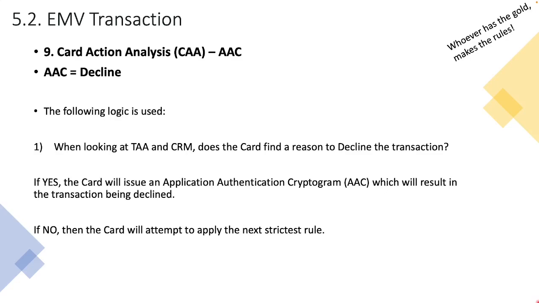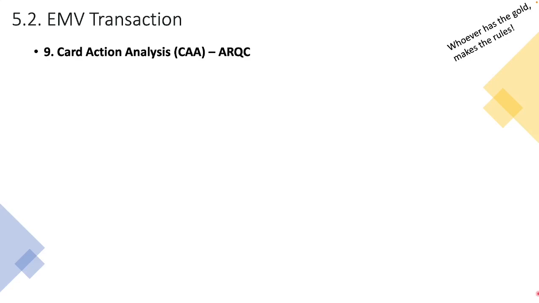If no, so if the card has compared the output of terminal action analysis against the output of its own card risk management, and neither of these two inputs suggests a decline is required, then the card can't issue a decline. It will then cascade down to the next strictest rule, which is let's try to go online. So an ARQC. Remember, ARQC is an application request cryptogram, and what it basically means is let's send this online to get some additional input from the card issuer host system.